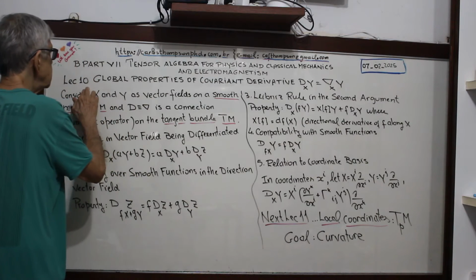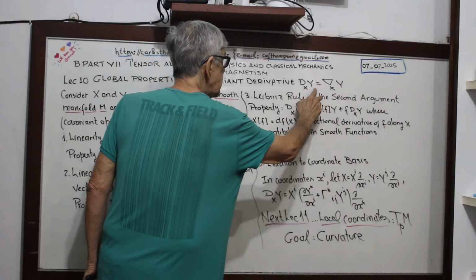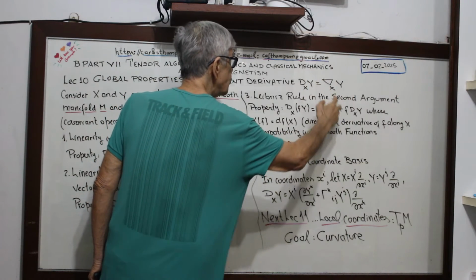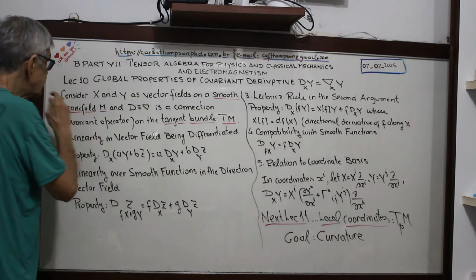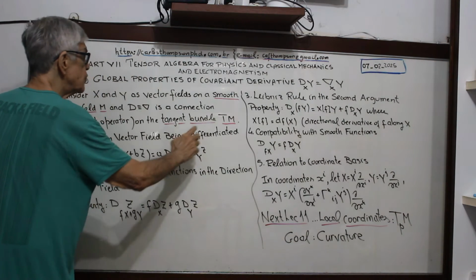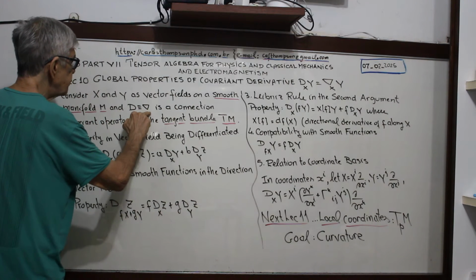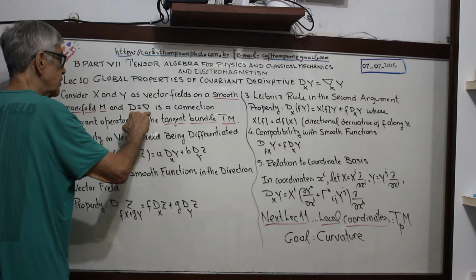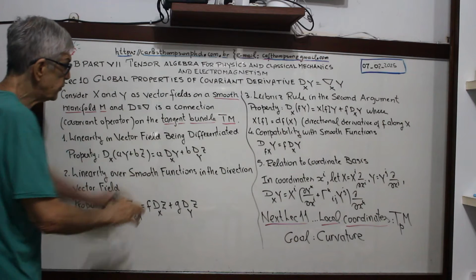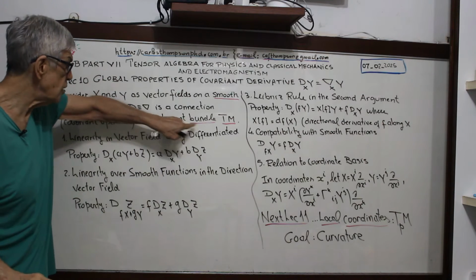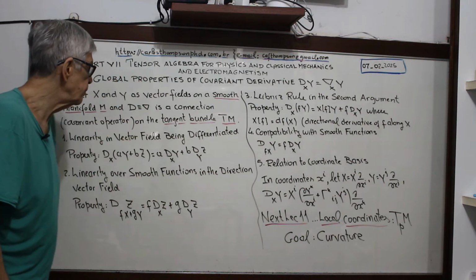Now, lecture 10, global properties of the covariant derivative. You see, D_X Y is another denotation of nabla_X Y. That's the covariant derivative. So consider X and Y as vector fields on a smooth manifold M. D is identical; these are two denotations of the covariant derivative. So this is a connection, a covariant operator on the tangent bundle. Attention now, the tangent bundle is related to global analysis on TM.